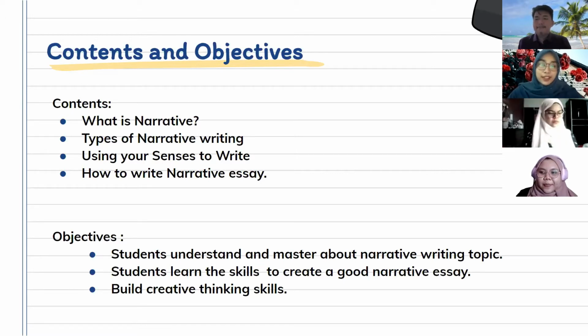Can Sofiya read for me the three objectives? Sure, teacher. The first objective is students understand and master narrative writing topics. Second, students learn the skills to create a good narrative essay. And the last one, build creative thinking skills. Is it correct, teacher? Yes, very good. So these are our three objectives for our lesson today.